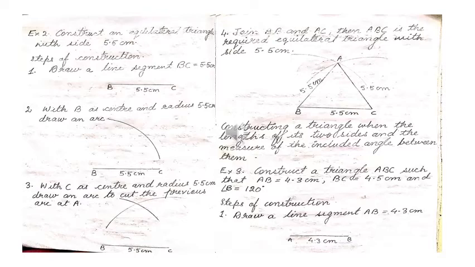So 120 degree is which type of angle? It is an obtuse angle. Now, steps of construction. First, draw a line segment as you can see on your screen, AB with 4.3 centimeter. Now, step 2. At B, construct angle B equal to 120 degree.